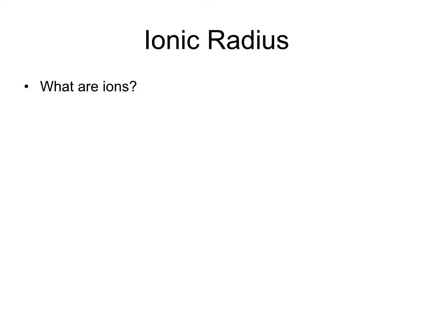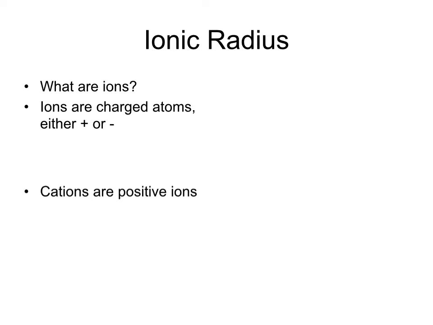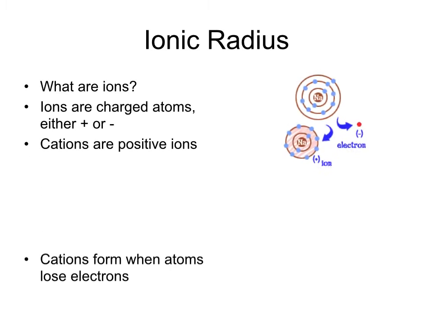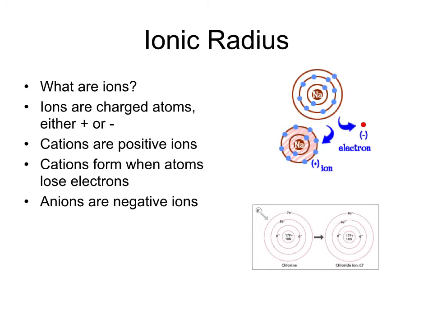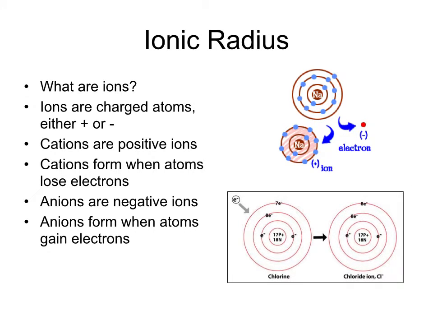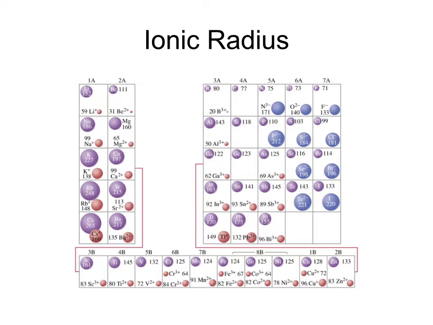Next up is ionic radius. So what are ions? Well, ions are charged atoms, and those can be positively charged or negatively charged. The term for a positively charged ion is a cation. They form when an atom loses an electron, and then you have an anion, and those form when an atom gains an electron. And if we were to look at ionic radius here, you would see a few things.